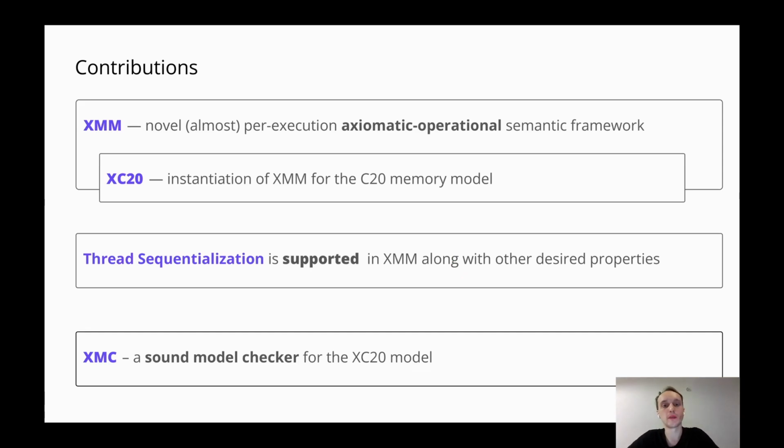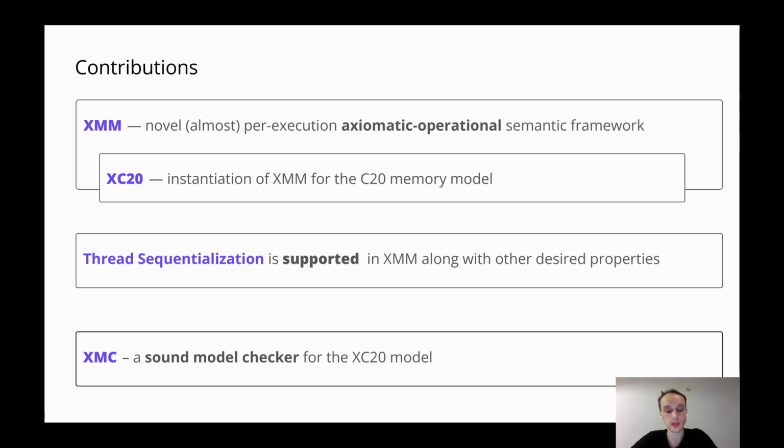So in our paper, we have proposed XMM, a novel semantic framework for relaxed concurrency. Unlike its predecessors, XMM is defined in almost a per-execution style, making it potentially easier to integrate with existing specifications. For example, the C language specification, which is also given in a per-execution style. Moreover, XMM is the first model of its class that supports thread sequentialization transformation in combination with local program transformations, such as instruction reordering and instruction elimination.